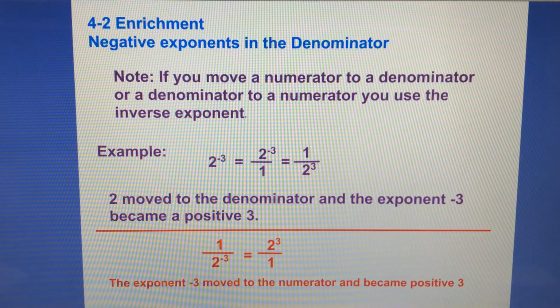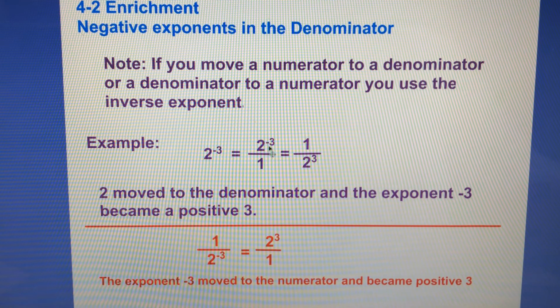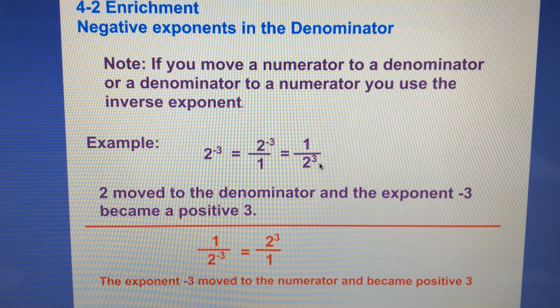Example, 2 to the negative third power. As we all know, that really means 2 to the negative third over 1. Normally that's invisible. We don't put whole numbers or any numbers over 1. But it is there. So I add it in. If I want to remove that negative 3 exponent, I move it to the denominator and I make it positive. So I've taken my negative 3, I've moved it down here to my denominator and made it positive. 2 moved to the denominator and the exponent negative 3 became a positive 3.